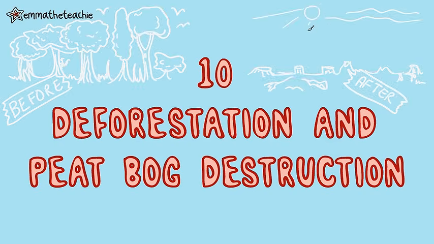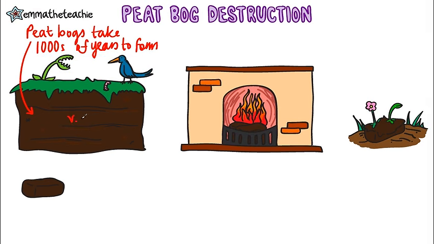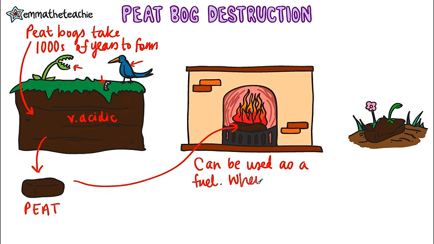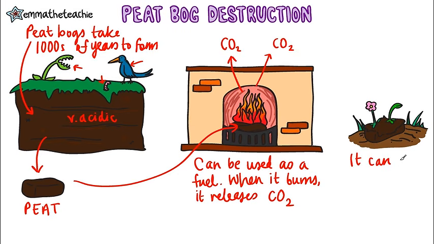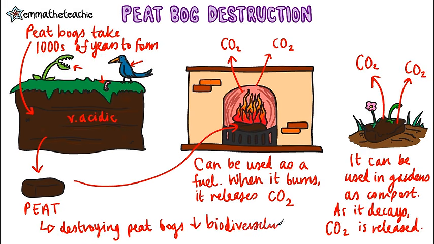10. Deforestation and peat bog destruction. Peat bogs take thousands of years to form from dead plants. They're very acidic, and so they provide a unique ecosystem for lots of organisms that depend on it, for example, Venus flytraps. Peat can be taken from the peat bogs and used as fuel, but when it burns, it releases carbon dioxide. It can also be used as garden compost by leaving it to decay, but as it decays, it also releases carbon dioxide. Destroying peat bog reduces biodiversity as species lose this unique habitat.